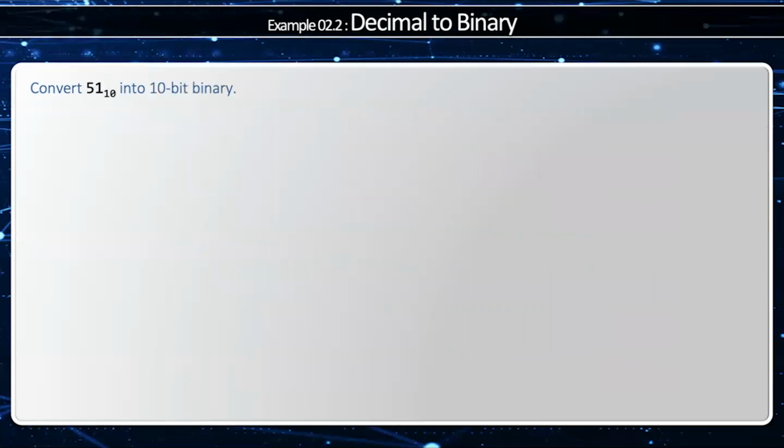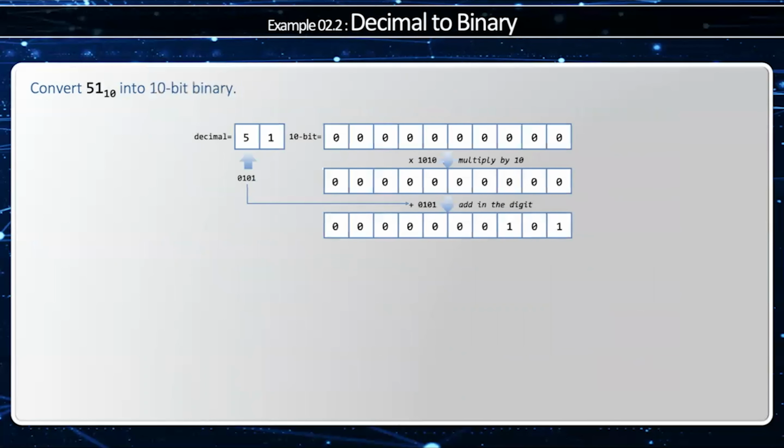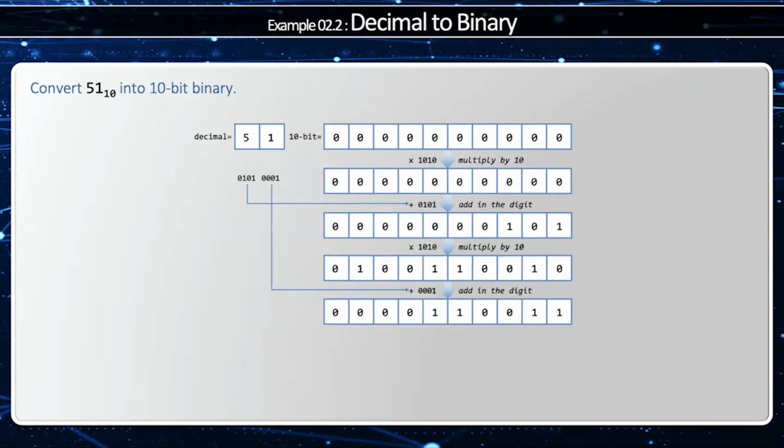Okay, let's take a look at another example. We have 51 in decimal, and I'm going to have 2 digits, 5 and 1, and I'm going to initially start with my 10 bits, which in this case is all zeros. So for 5, I multiply by 10, add 5, which is 0, 1, 0, 1, and that gives me all zeros except 1, 0, 1. Then to go to the 1, I multiply my current value by 10, and add 0, 0, 0, 1 to it. And that's my final answer. Let's check that: 51 in decimal is 0, 0, 0, 0, 1, 1, 0, 0, 1, 1 in binary.